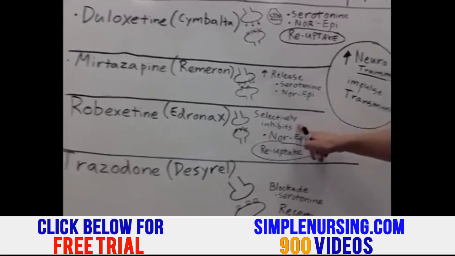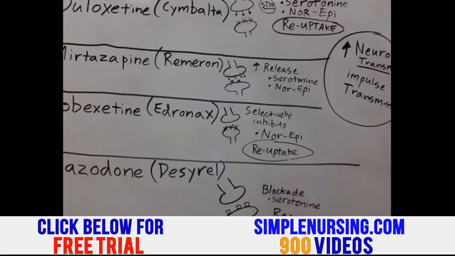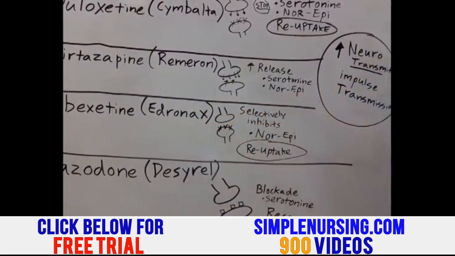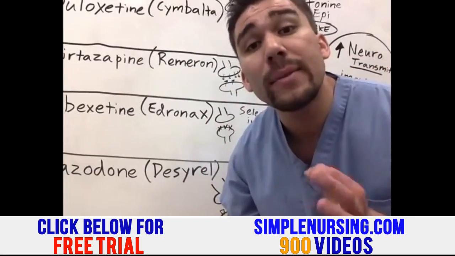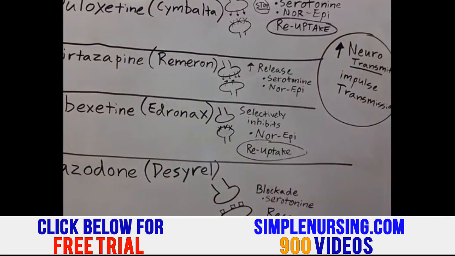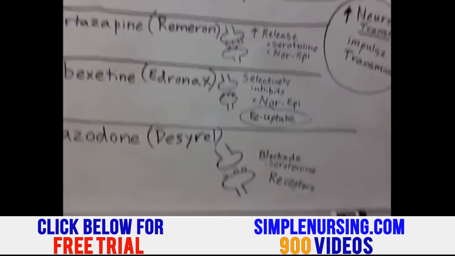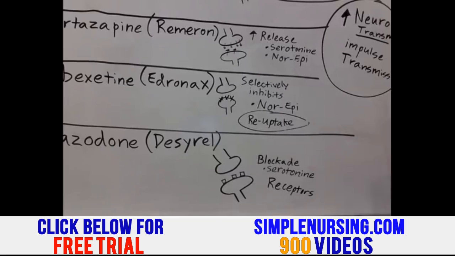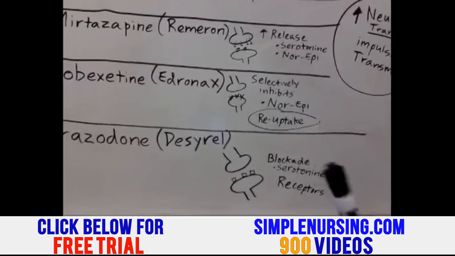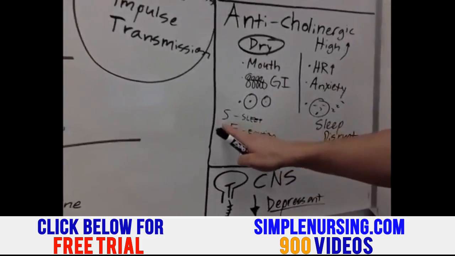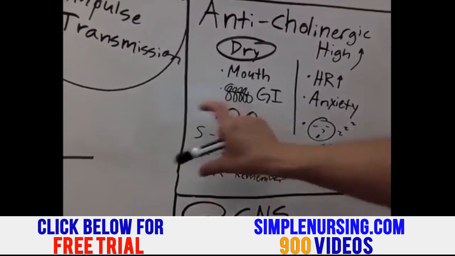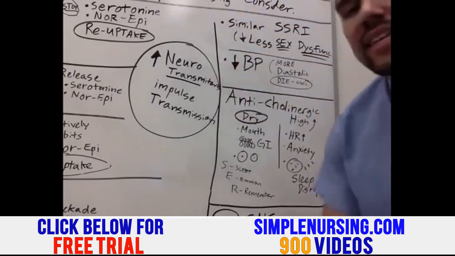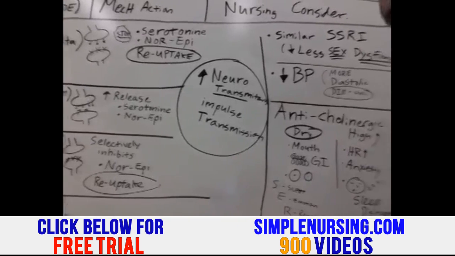Next is selectively inhibiting norepinephrine reuptake, and this is your Edronax. Now we're selectively inhibiting norepi. If you have your cheat sheet and wrote it down, you know that inhibiting norepi will lower blood pressure. Serotonin, on the other hand, if we are blocking the serotonin receptors, we are basically blocking the ability to sleep, to have emotion, and to recall things, because it's SER: sleep, emotion, remembering. If you don't know what this is, go back to the first video and write your cheat sheet out.